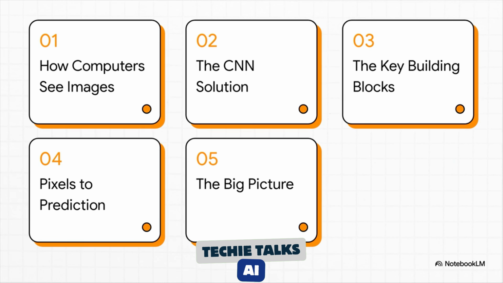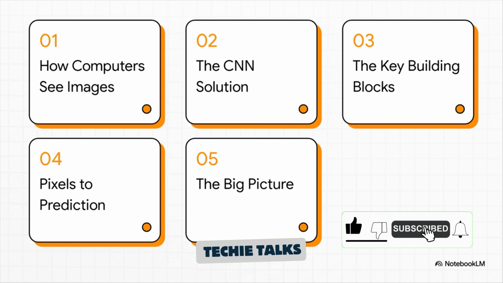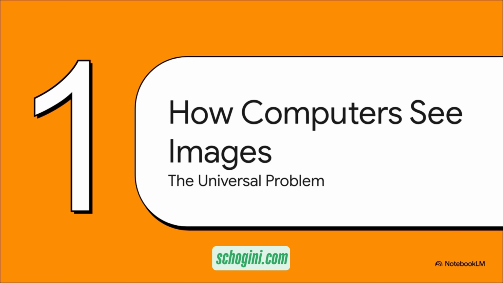So here's our game plan. First, we'll get a handle on the basic problem, how a computer even begins to understand a picture. Then we'll introduce the star of our show, the CNN, and look at its key parts. After that, we'll watch those parts work together in real time, turning a simple image into a smart prediction. And finally, we'll wrap it all up with the one big idea you'll want to take away from all this. All right, let's kick things off with the fundamental challenge.